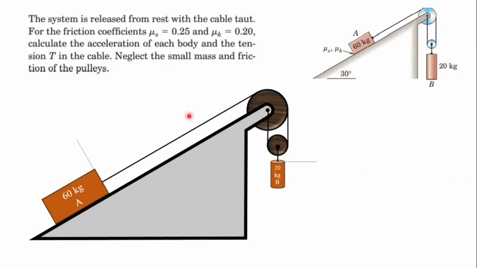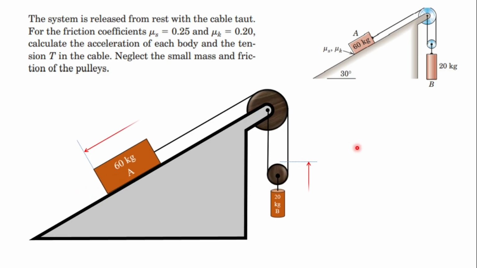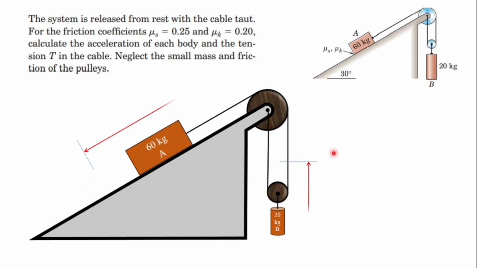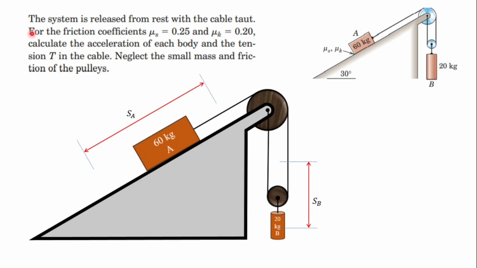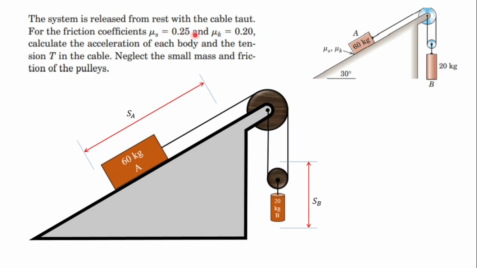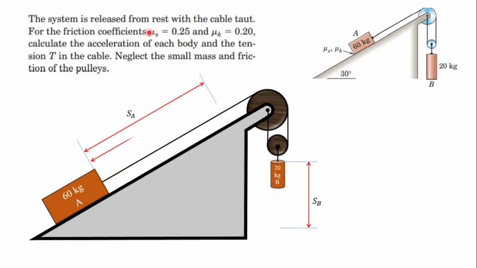In this video, we'll see how we evaluate a different constrained motion system with the implications of the force and acceleration principle, that is, the kinetics of the particle. The problem states that the system is released from rest with the cable taut. The friction coefficients are mu s equals 0.25 and mu k equals 0.2. Calculate the accelerations of each body and then the tension in the cable. Neglect the small mass and the friction of the pulleys.